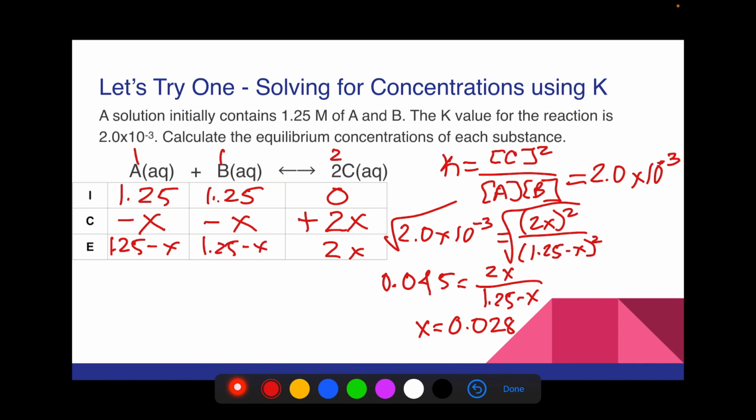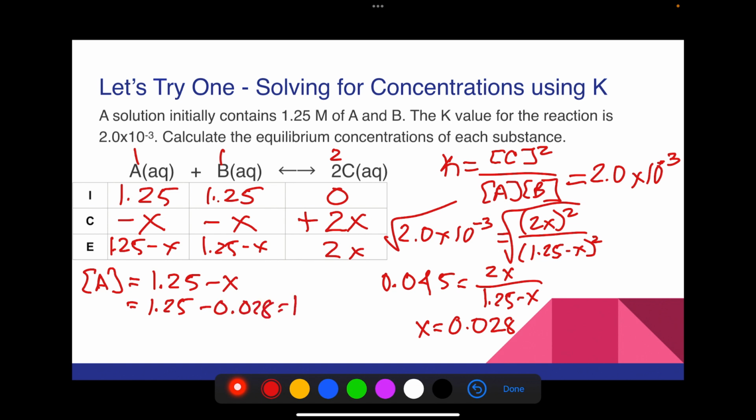0.028. Now be careful, that's not your final answer, right? We were asked for equilibrium concentrations. So we have to go back to our initial equation. The concentration of A, as we said, is going to be 1.25 minus x. We just determined what x is, so that actually means it's going to be 1.25 minus 0.028, which is 1.22 molar. So that's our concentration for both A and B, since they were the same expression.